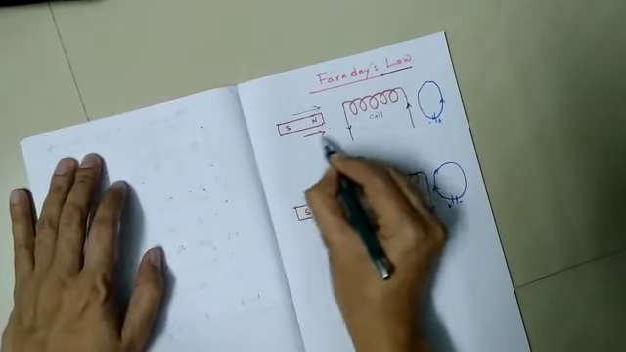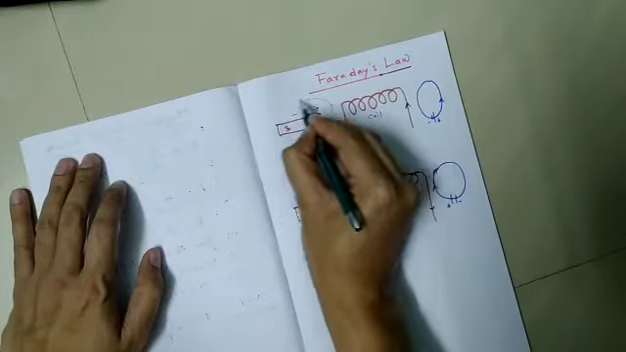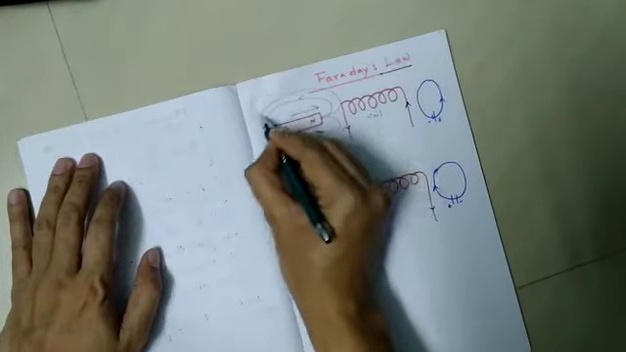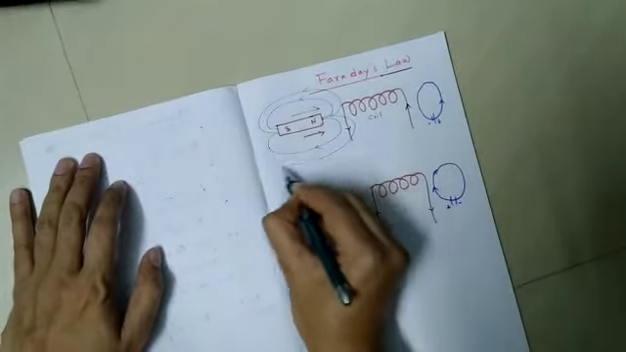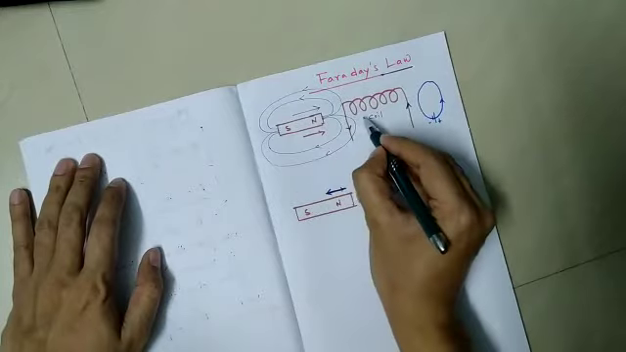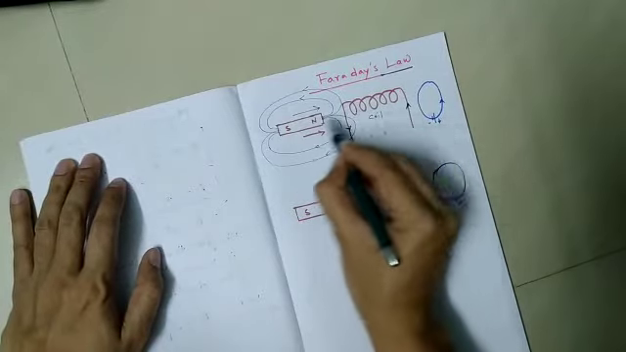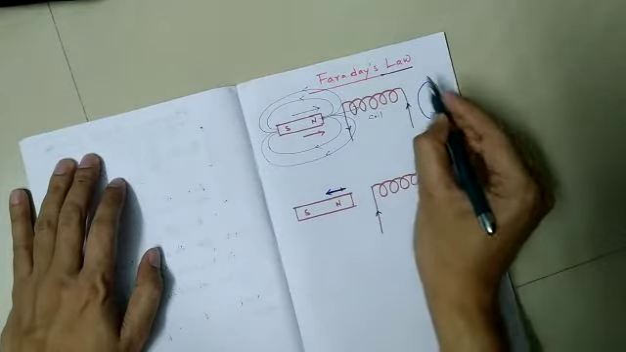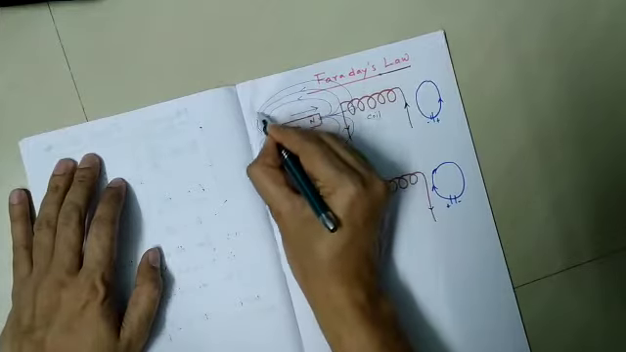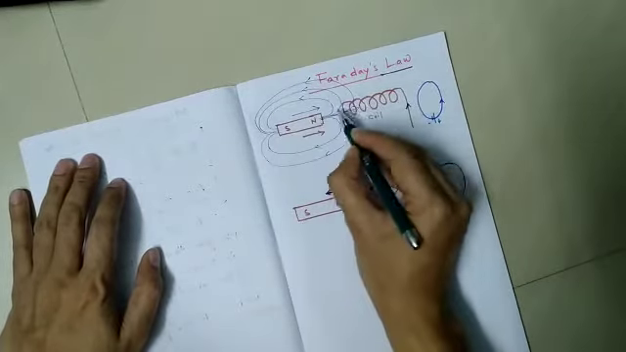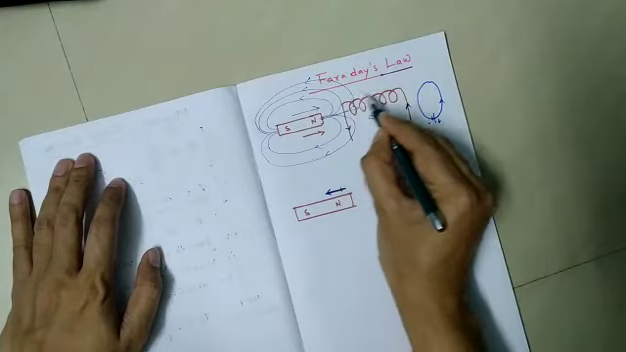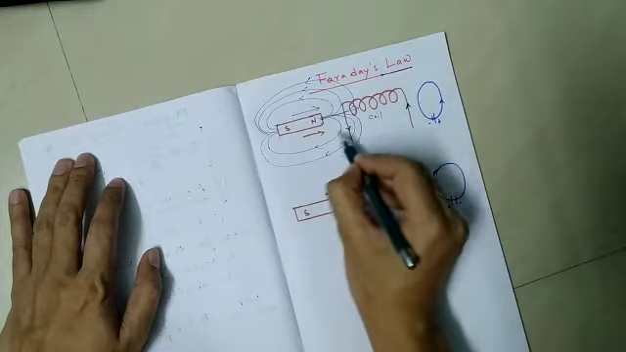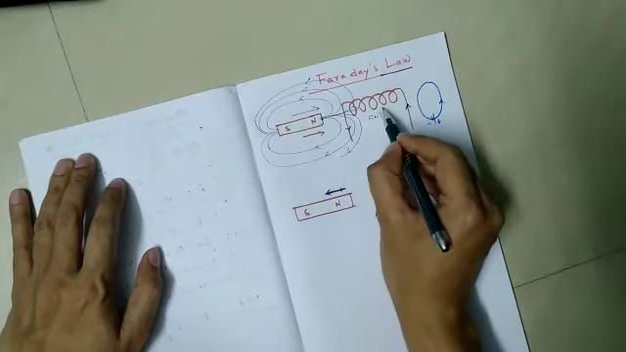If this is a strong bar magnet, we can draw its lines of force. When this magnet is moving towards the coil and slowly entering the coil, the density of these lines of force is increasing over the coil. Now we know that the density of the lines of force is known as flux.